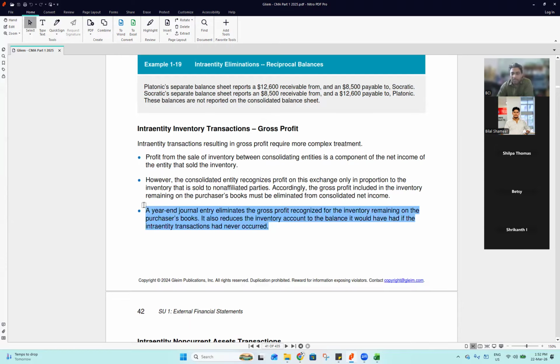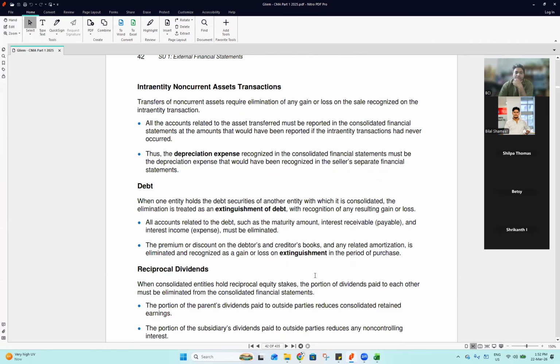Got it? Now, from this inventory, I have 100 dirhams as the value. From this, I will remove the 99 dirhams. Then what happens? My stock value will become 1 dirham. Clear? Now, intra-entity non-current asset transactions.